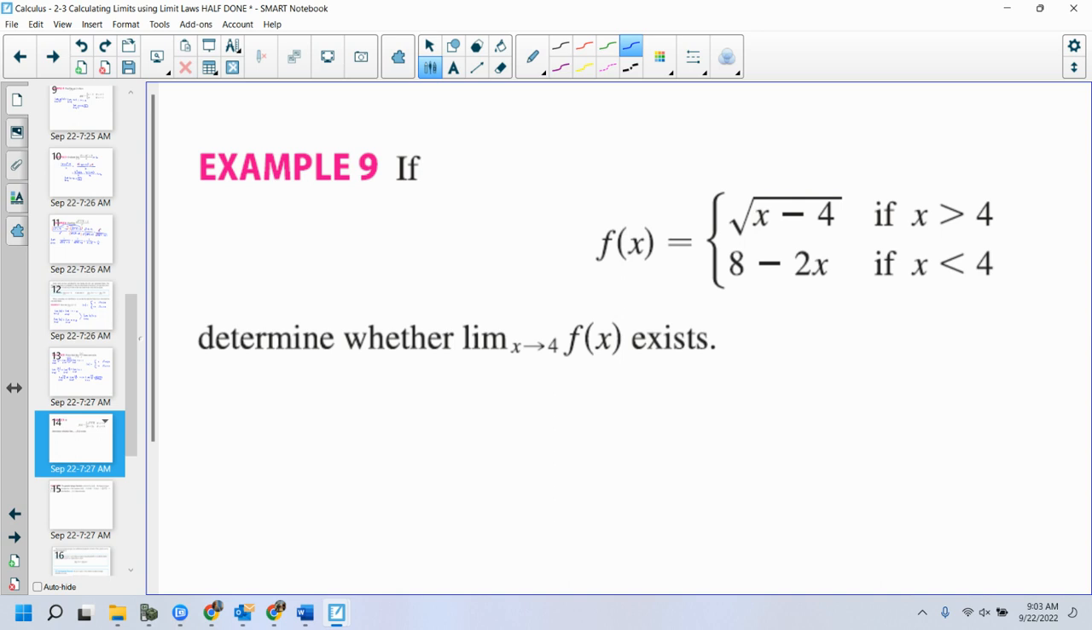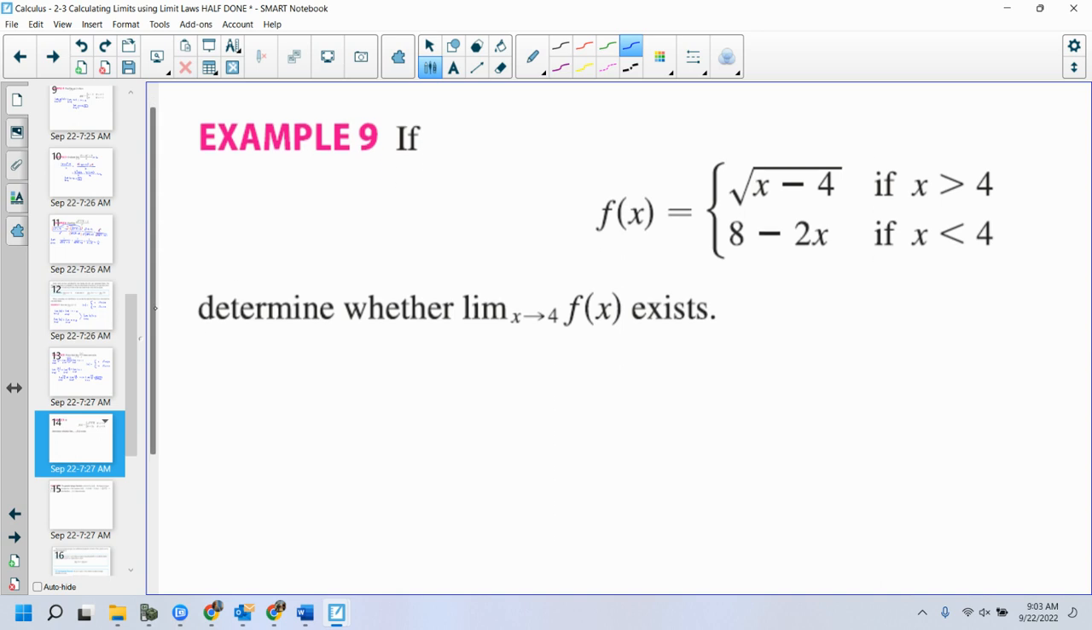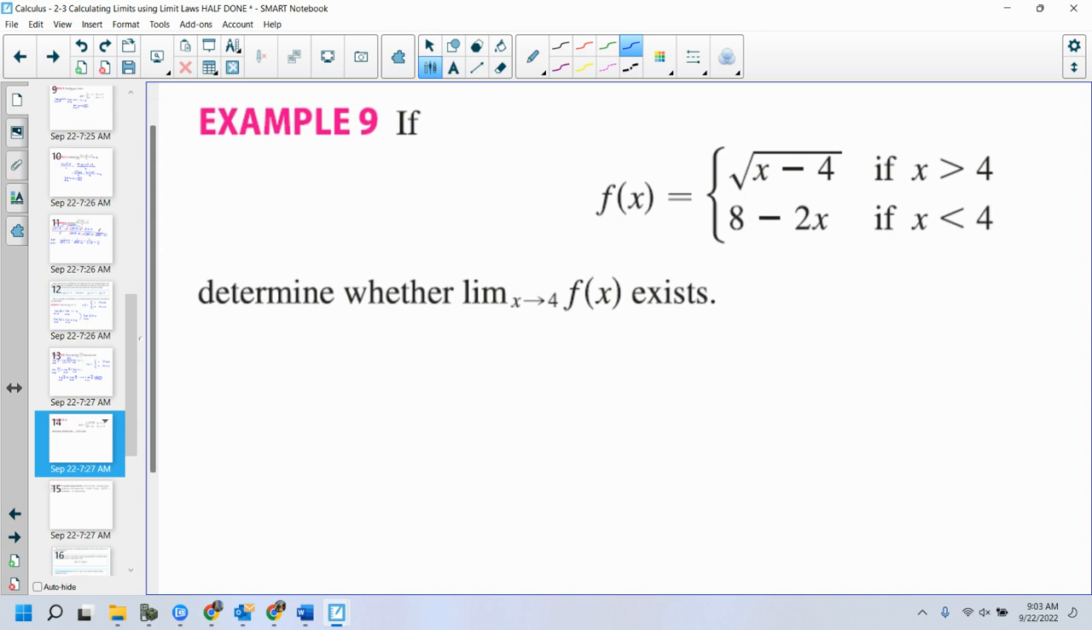Determine whether the limit as x approaches 4 exists. Let me first start by saying this. Does f of 4 exist? No. F of 4 does not exist. F of 4 is not within the domain of this piecewise. 4 is not defined. Okay, but again, it doesn't matter what's happening at it. It matters what's happening near it, right? So like this one, I can't do direct substitution because it doesn't exist like that.